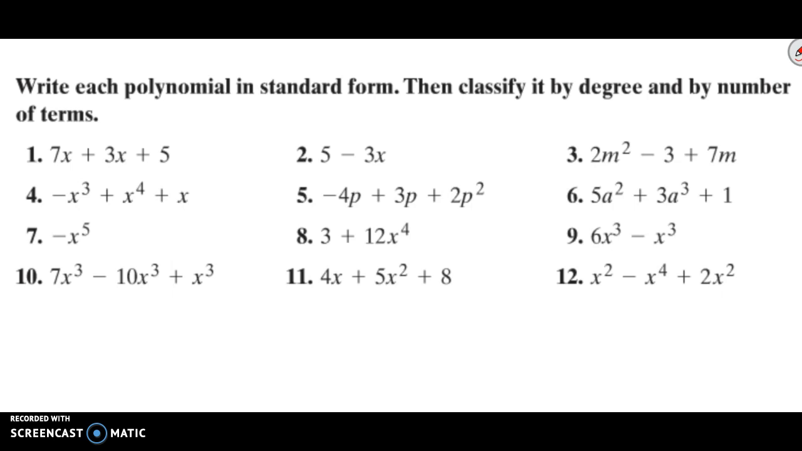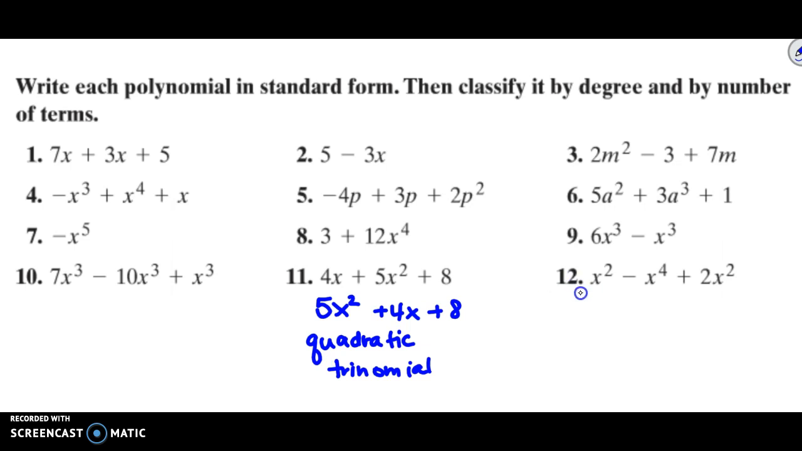to put them in order from least to greatest. And looking at number 11, we have 4x plus 5x squared plus 8. So we need to put it in standard form, and standard form tells us that we have to put the highest power first. So I'm going to put 5x squared plus 4x and then plus 8. Now this is in order, and then we classify it by the degree of the first term. So this is a quadratic. And then we classify it by the number of terms. There's 1, 2, 3. So that is a trinomial.